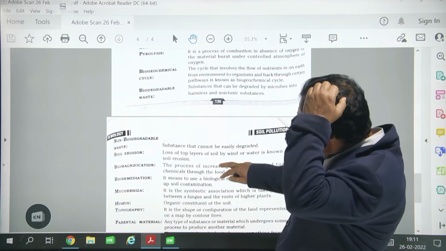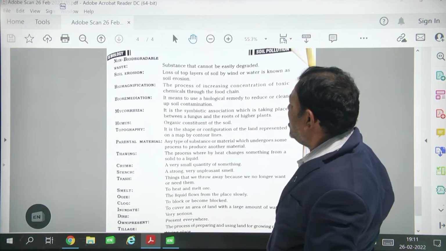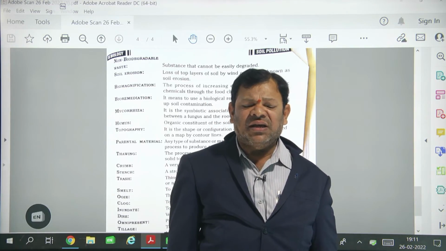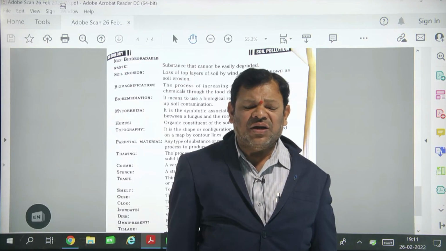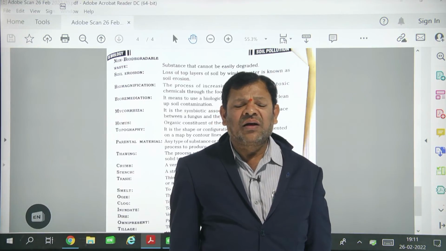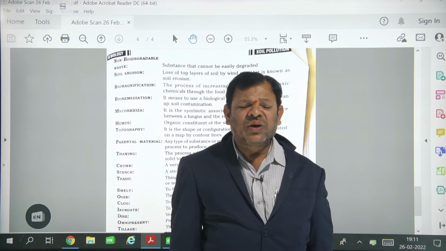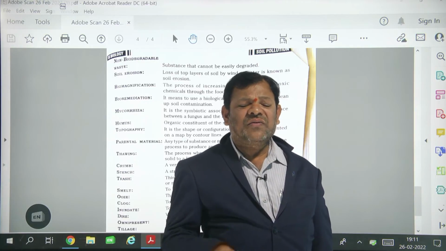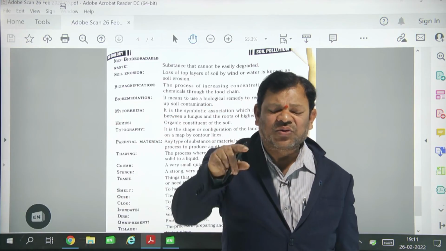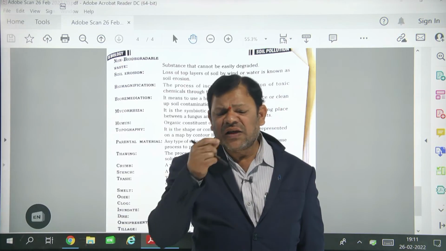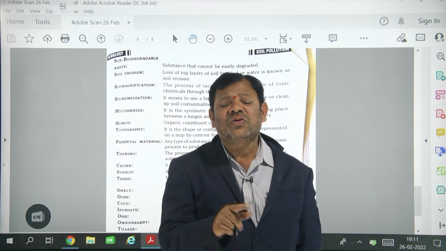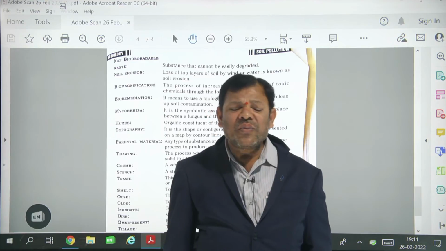Next. Biomagnification. Day by day the population is increasing, so to provide nutrients and food to that population, we use pesticides and insecticides to increase crop yield. When we apply pesticides and insecticides, they also get into the crop plant. If you eat that crop plant, they again enter your body through the food chain. So that is called biomagnification.